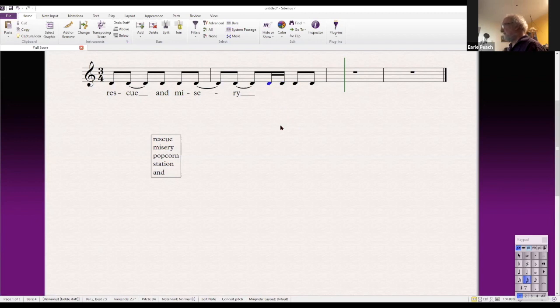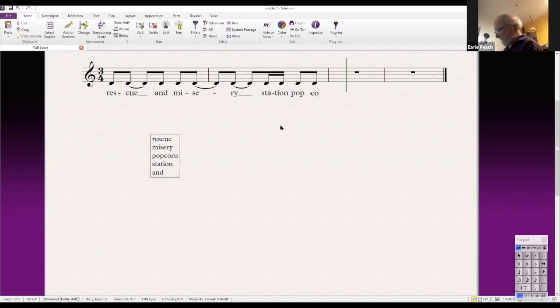So we're going to say station popcorn, rescue and misery, station popcorn, rescue and misery, station popcorn. It's brilliant. It's a towering masterwork. Congratulations, you have written a song.